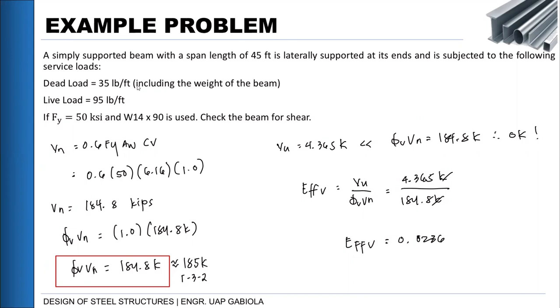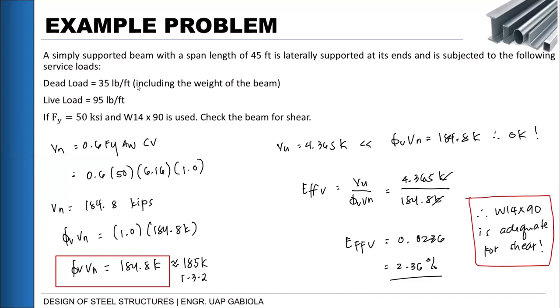Okay? Or 2.36 percent. So since okay siya, siya ay adequate for shear. W14 by 90 is adequate for shear. Okay, so that will be our final answer or conclusion for this problem.